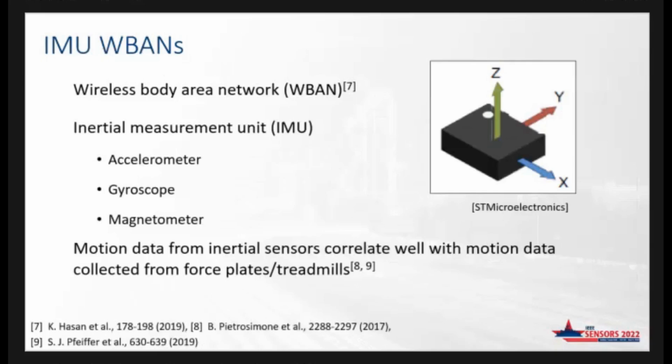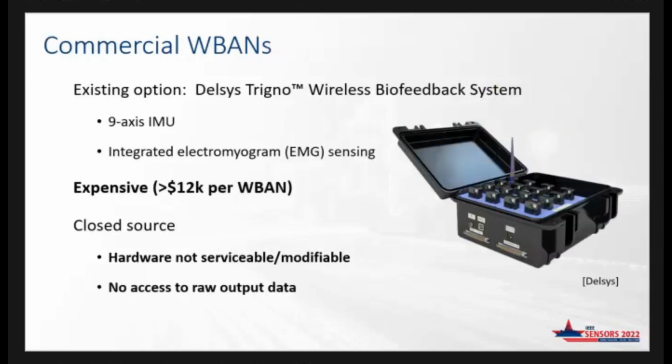So IMUs utilize a set of three sensors: accelerometers, gyroscopes, and magnetometers, in order to track motion, linear and rotational, on each of the three axes, and also the sensor's position within the Earth's magnetic field. This is an approach that's been tested previously and seems to correlate well, based on earlier studies, with using force plate analysis of gait.